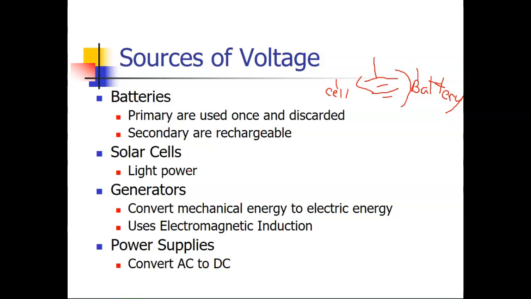We also have solar cells, which run on the power of light. We have generators that are able to convert mechanical energy to electrical energy. These use electromagnetic induction. We'll talk more about that in a minute. And then we have power supplies that allow you to convert AC power to DC power. We'll talk about a little bit more of this as we go through. Have y'all got any questions so far?